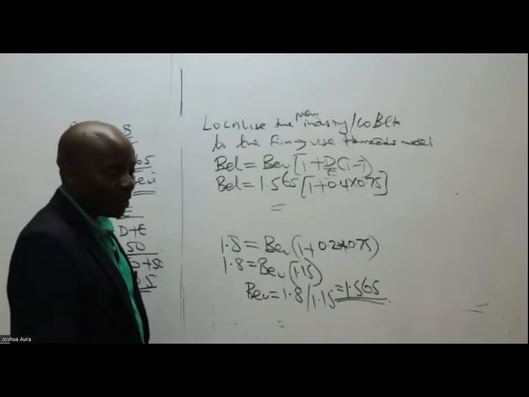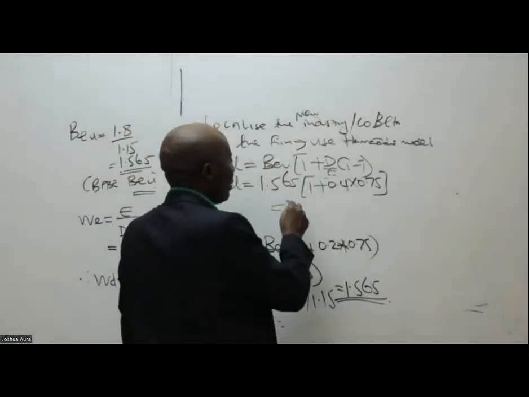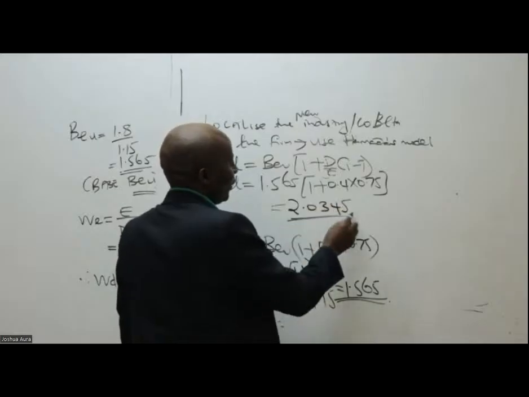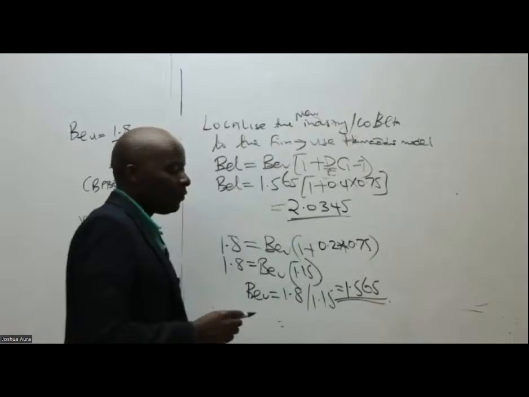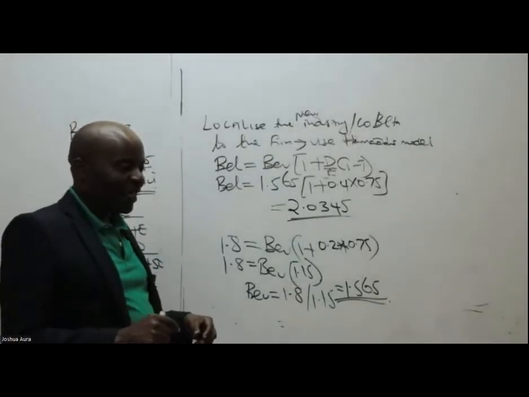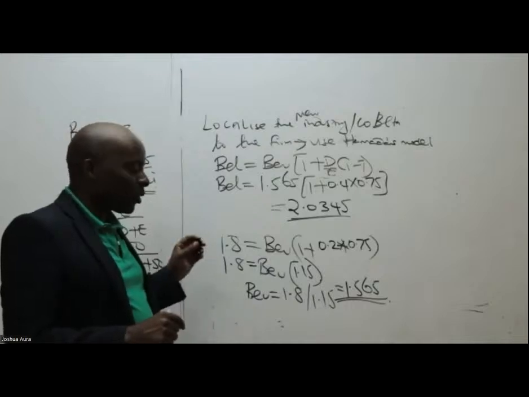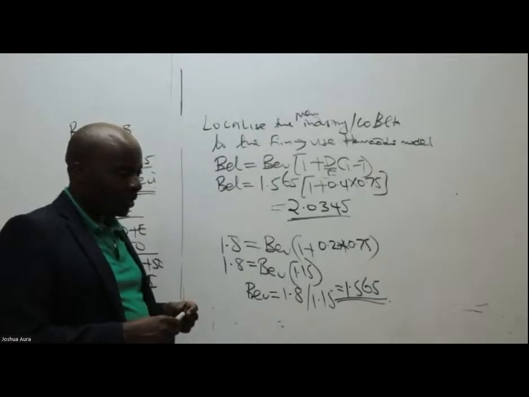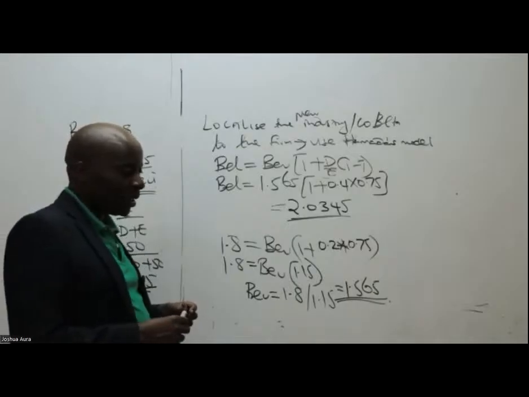So this is 2.0345, like that. That's the beta equity of a levered organization. I've been able to localize. I've been able to get this BEL. Then what do you think will be the next thing to be done? Please talk to me.